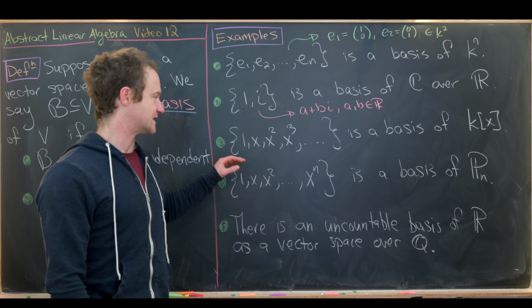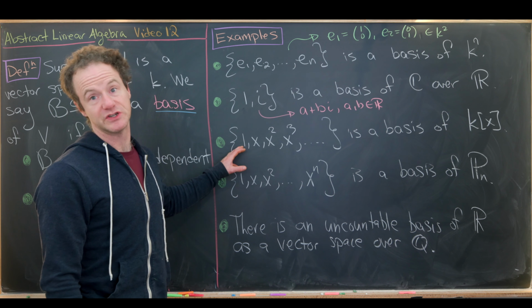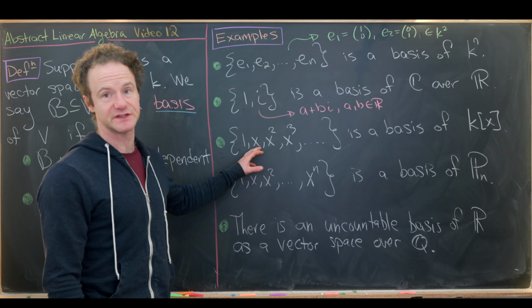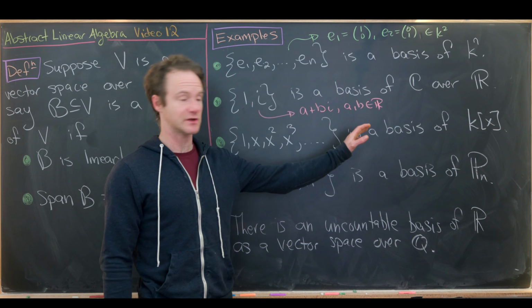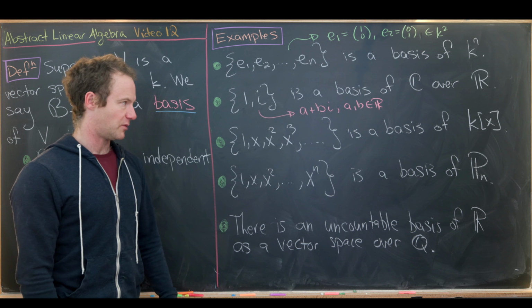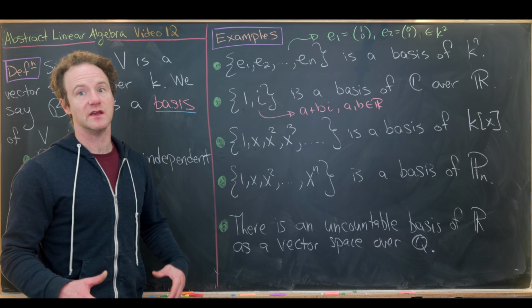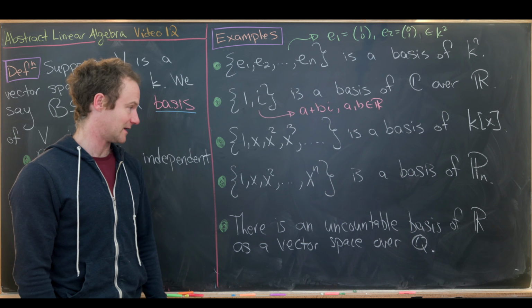Our next example is an infinite dimensional version. The monomials 1, which is of degree 0, x, which is of degree 1, x squared, x cubed, x to the fourth, and so on and so forth, form a basis of K adjoin x. That's all polynomials where the variable is x and the coefficients come from the field K.